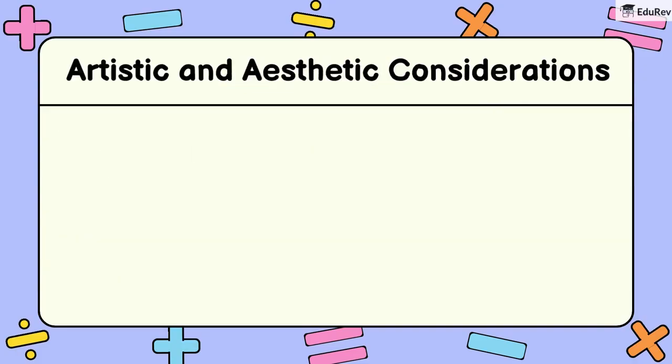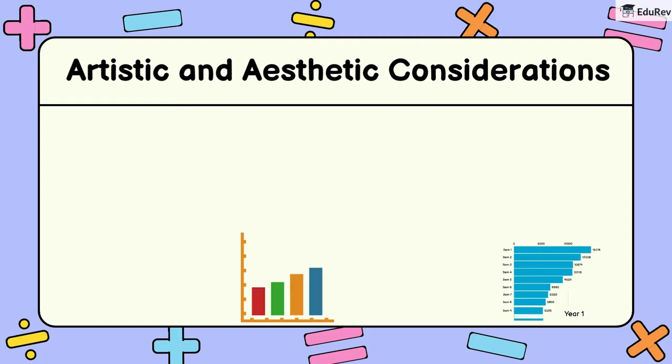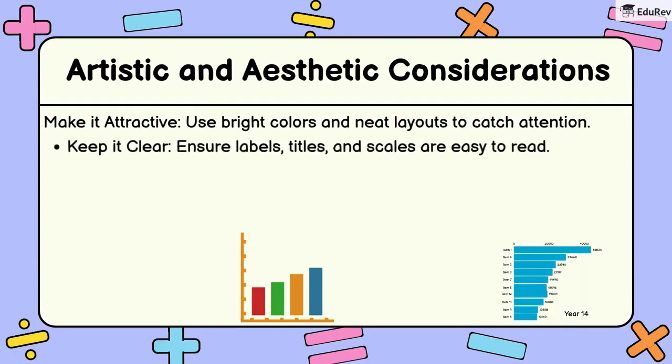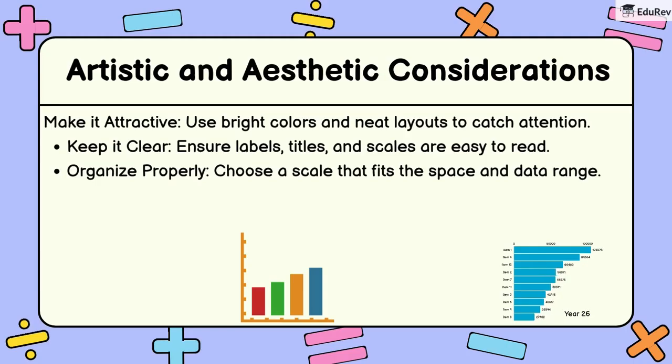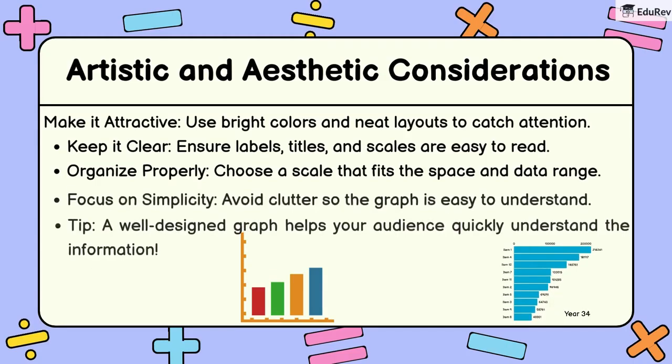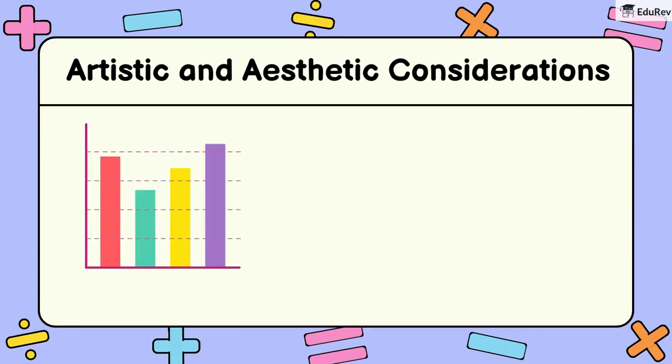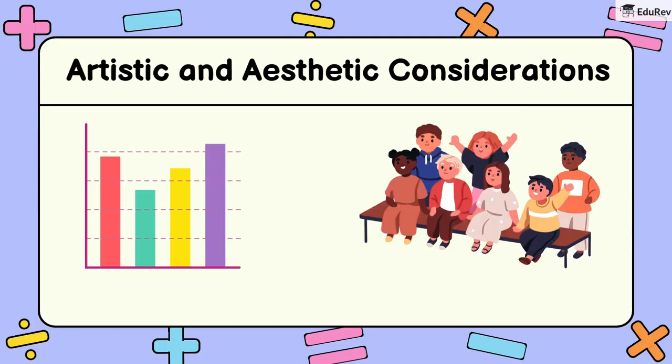Now let's discuss some artistic and aesthetic considerations. To make your graphs attractive, use bright colors and neat layouts to catch attention. It's important to keep it clear, ensuring that labels, titles, and scales are easy to read. Proper organization is also key. Choose a scale that fits the space and data range. Focus on simplicity. Avoid clutter so the graph is easy to understand. Tip: a well-designed graph helps your audience quickly understand the information.